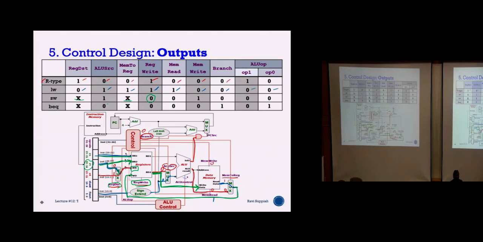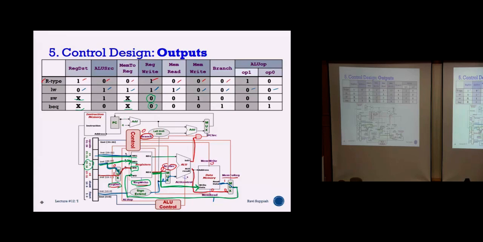Similarly for the BEQ instruction, we also say don't care for register destination. Why? Because the two registers that we are comparing are already in your read register 1 and read register 2. Those two registers will come here for us to compare. And similarly, register write is 0, so I do not care about the mem to register value.